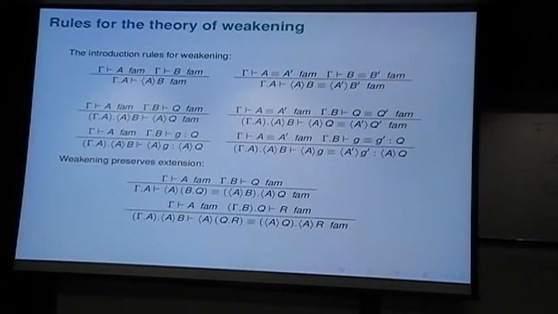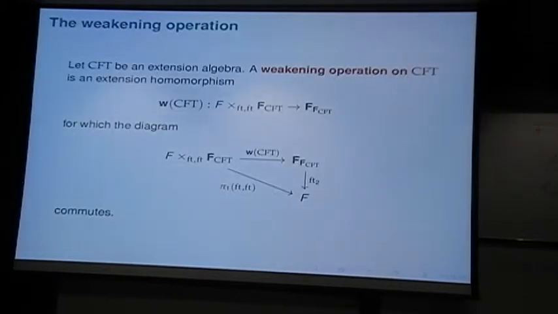Okay, so these things just say there's a weakening operation. So what's the domain of this weakening operation? The domain is going to have a family over some context gamma, and over the same context gamma, you have another family. But on the second side, or on the right side of the pullback, you must have the whole structure of that theory. So the thing on the left is just the family, and the thing on the right is the whole CFT algebra, the whole extension algebra.